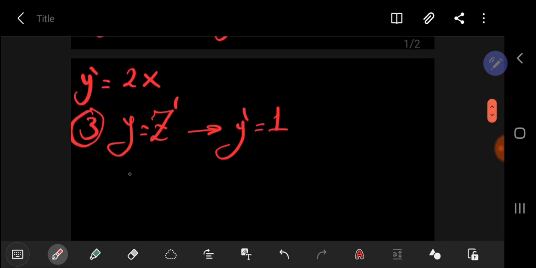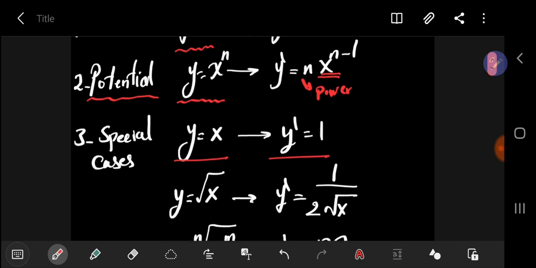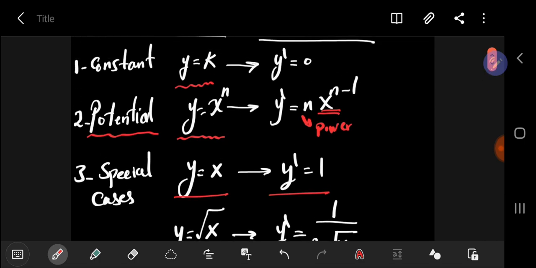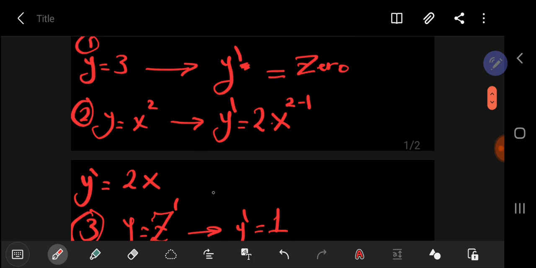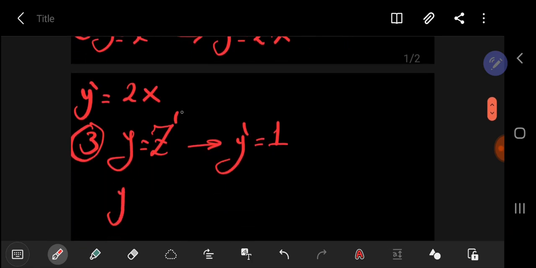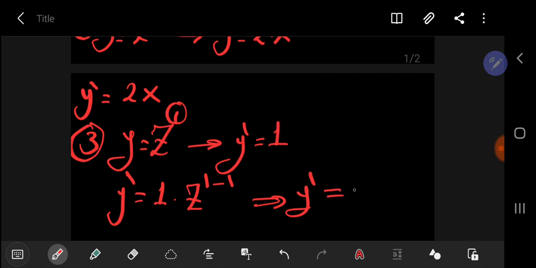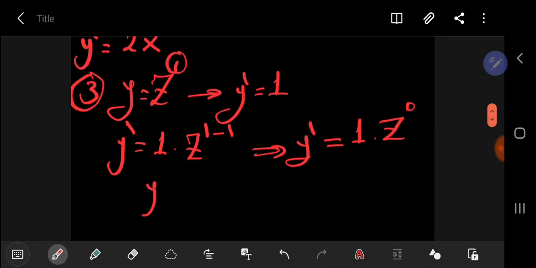Why is it like this? If we take the same case of x to the power n, n is equal to 1. If I want to take its derivative, I put 1, the power, multiplied by the variable to the power 1 minus 1. So y prime equals 1 multiplied by z to the power 0. So y prime equal to 1. Any variable with power 0 equals 1.